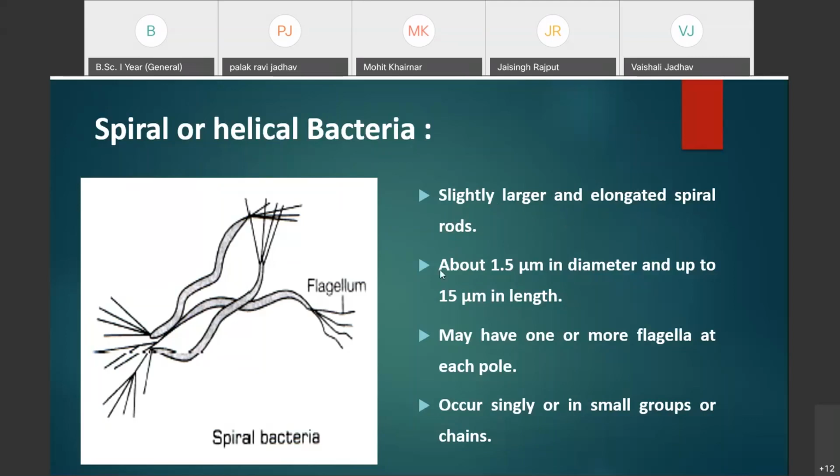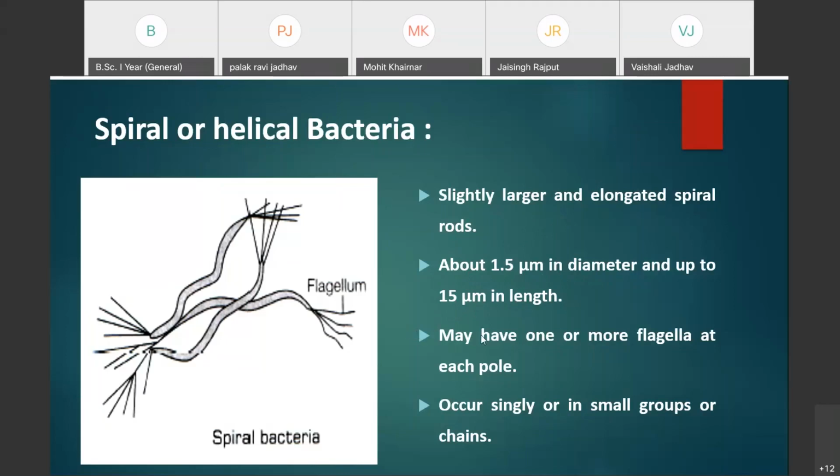Regarding the size of the spiral or helical bacteria, they are about 1.5 micrometer in diameter and up to 15 micrometer in length.